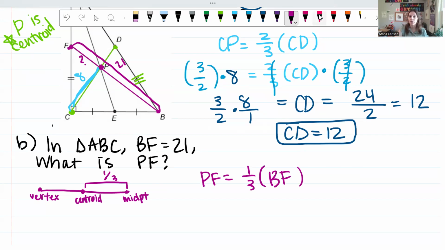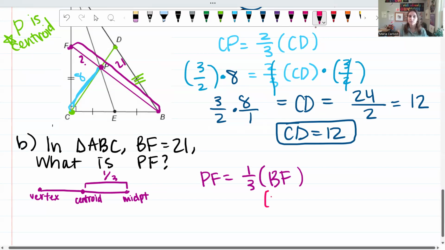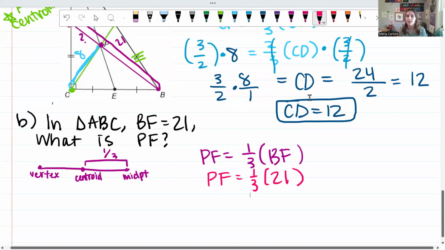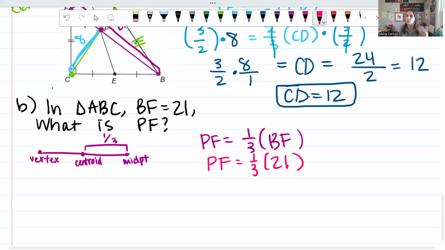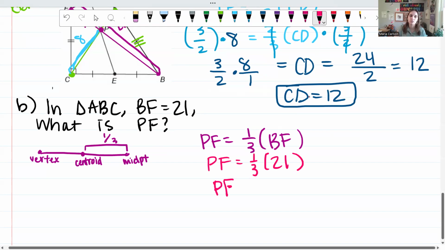So I can substitute. We know BF is 21. So PF is equal to 1/3 of 21, and multiplying 21 by 1/3, which is the same as dividing by 3, PF then is 7.